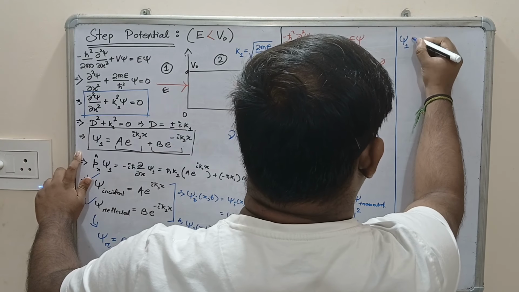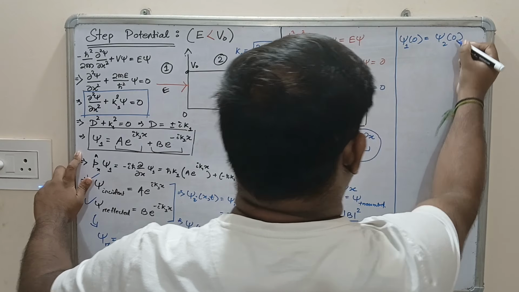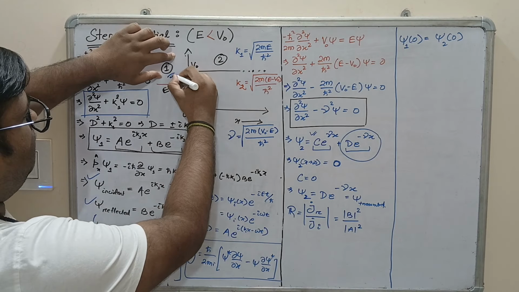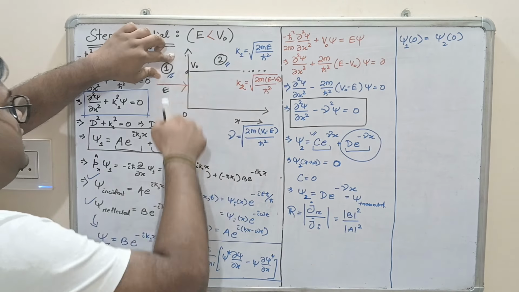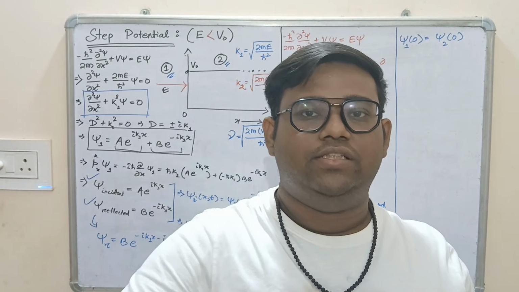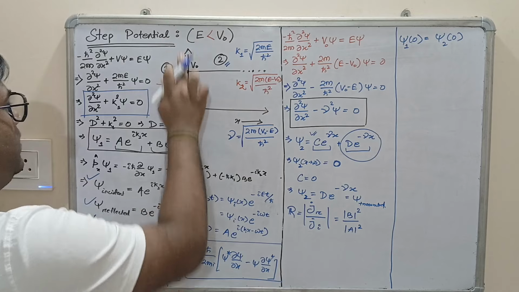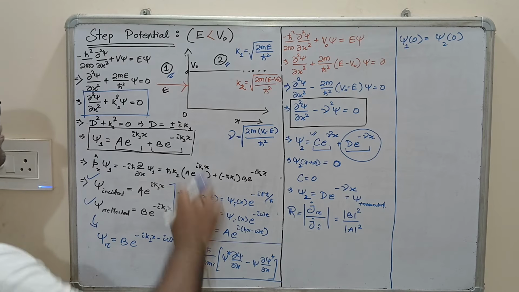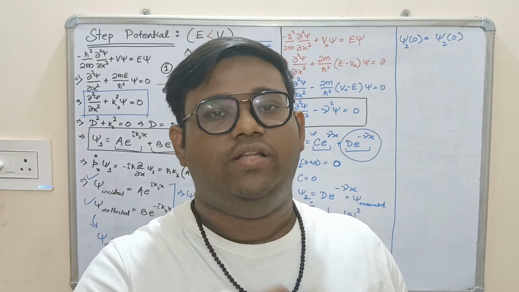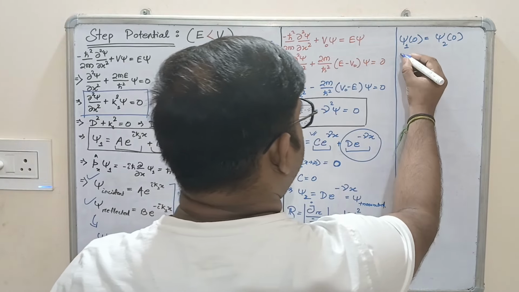For psi 1 you can use a boundary condition of psi 1(0) which should be equal to psi 2(0). There is a boundary condition. Why are we using a boundary condition? Because region 1 and region 2 are being separated by what? Your y-axis, and the equation of the y-axis is x equal to 0. So at x equal to 0, it is separating these two regions, and the wave function must obey continuity. That's why psi 1(0) must be equal to psi 2(0).